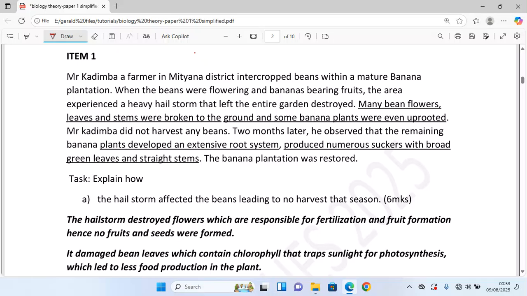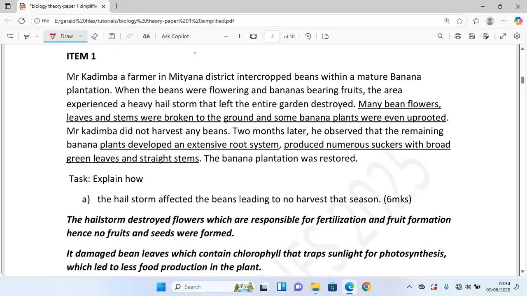What we are saying is that you should include the factor, or what was happening in the scenario, and which part was affected, including which process is affected. That's how we are explaining. For example, if you want to explain about fertilization and fruit formation, don't just say fertilization is the process of union of gametes forming zygote. How was fertilization affected? Which part was destroyed that led to fertilization not taking place, and how does it affect the plant?